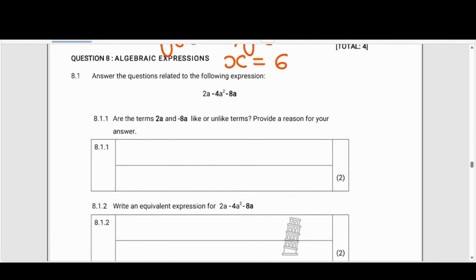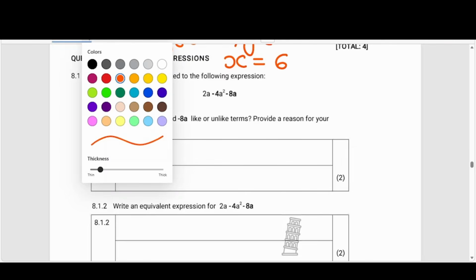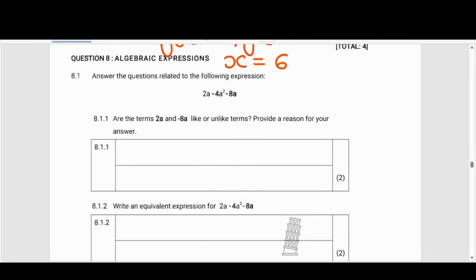Okay, question 8, algebraic expressions. Answer the questions related to the following expression: 2a minus 4a squared minus 8a. So are the terms 2a and minus 8a like or unlike terms? They are like terms because they have the same power.